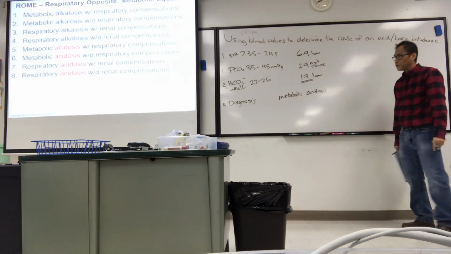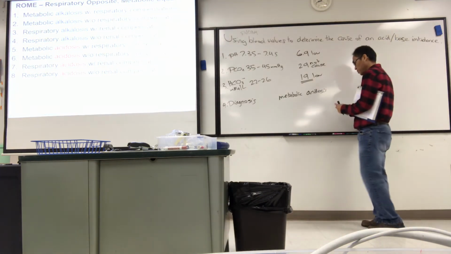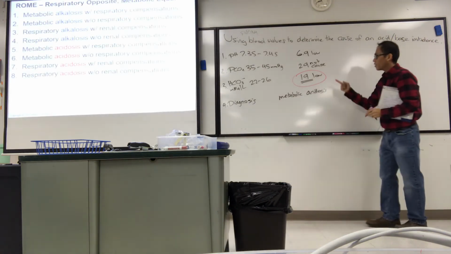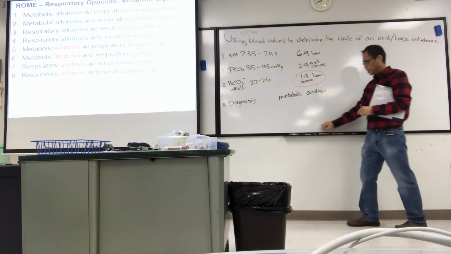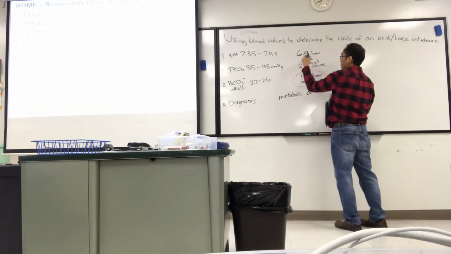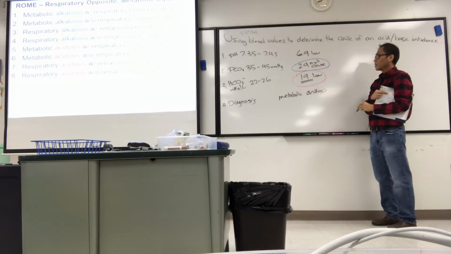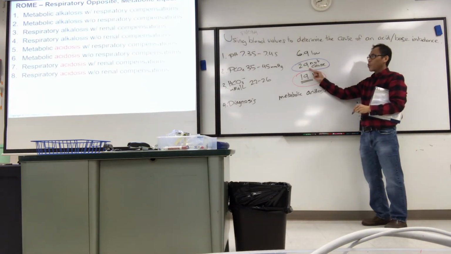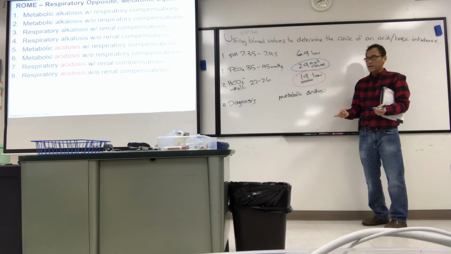So the last thing you have to do for your diagnosis is, once you figure out what the cause was, circle it. What you want to do is ask yourself, is the other system compensating to try to correct that pH that's too out of whack? So let me tell you the simple rule. If it's not in the normal range, it's compensating.